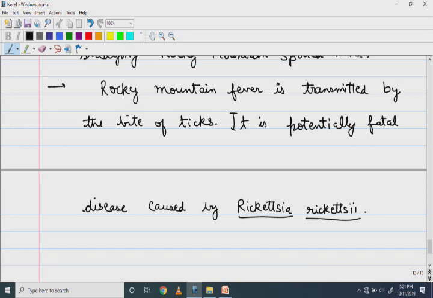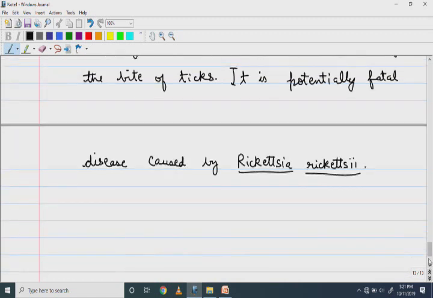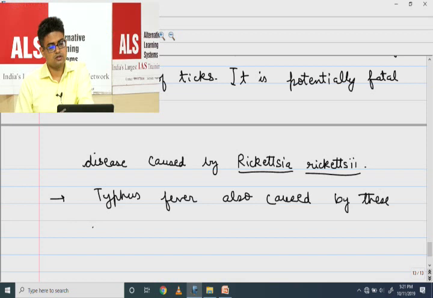Rickettsia also causes Brazilian spotted fever, and it's normally not found in our country. It's very common in the Western Hemisphere, I mean Western countries. It is very common in Europe and USA, so they suffer from this. They also cause typhus fever. Typhus fever is also caused by these organisms. That is all about Rickettsia.